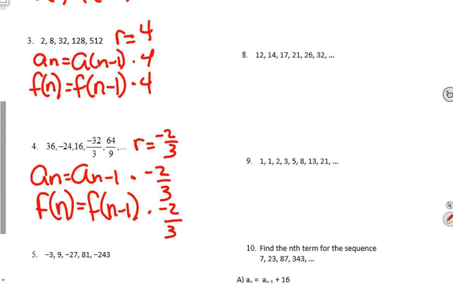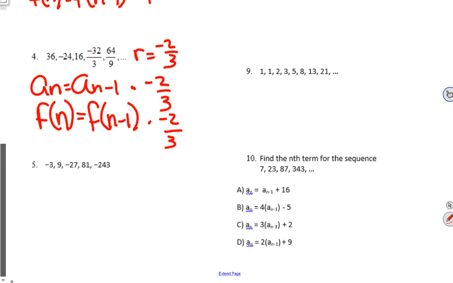So we just continue to do this all the way through until we get to the end. And then I'm going to let you try number 5, 6, 7, 8, and 9. I want you to do that on your own. I will give you those answers when we come back tomorrow. I want you to try those, but I do want to look at number 10.